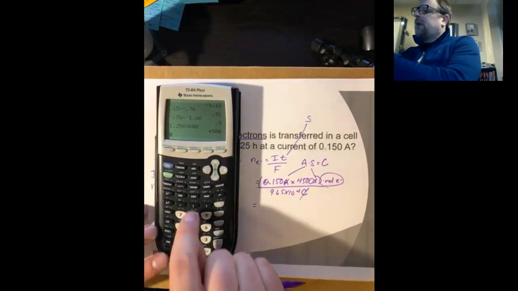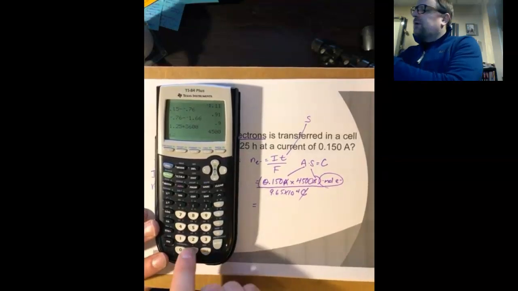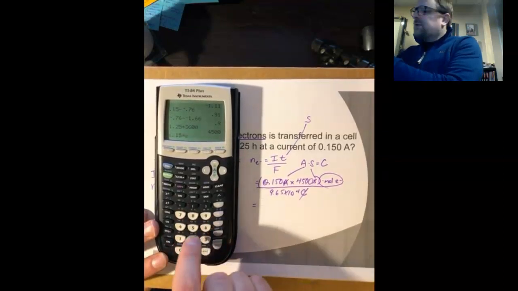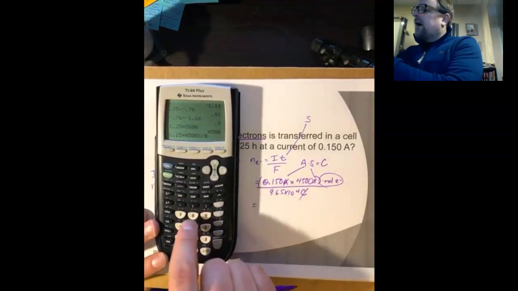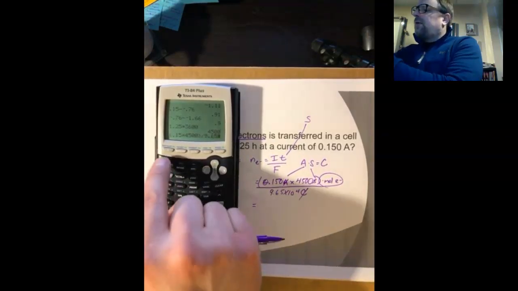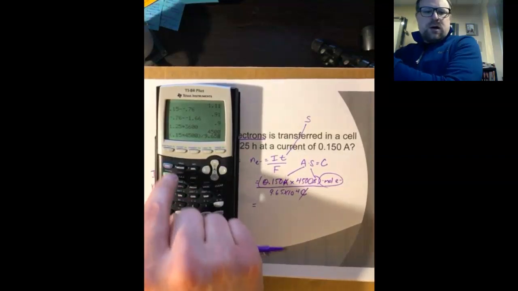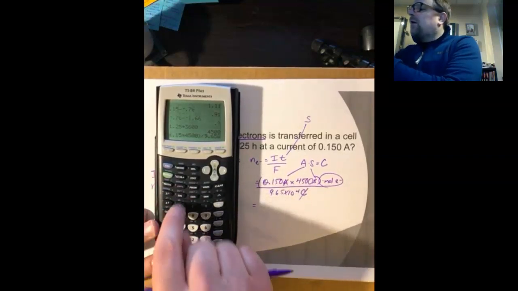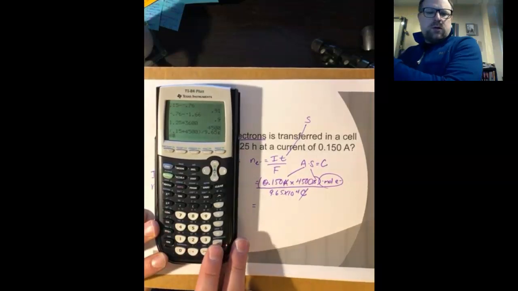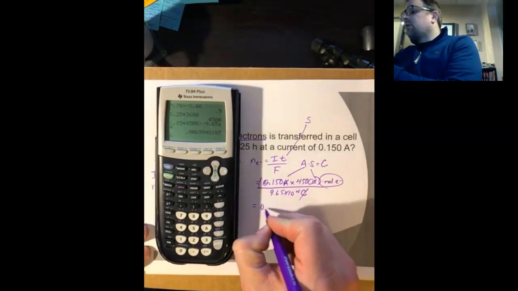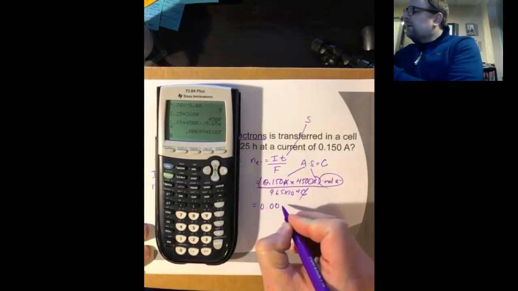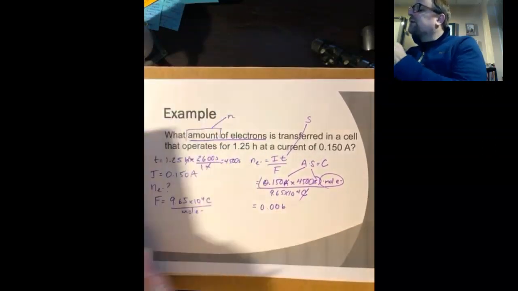divide by the bottom. So I'm going to do 0.15 times 4,500 divided by 9.65 times 10 to the power of 4. Okay, and that gives me an answer of 0.006, and then I'm going to check my significant digits.